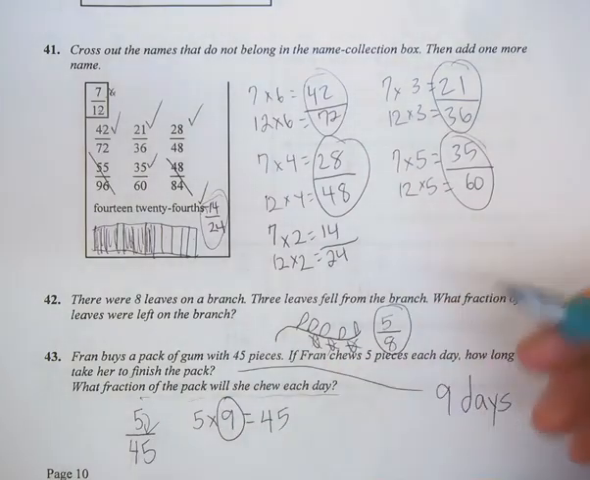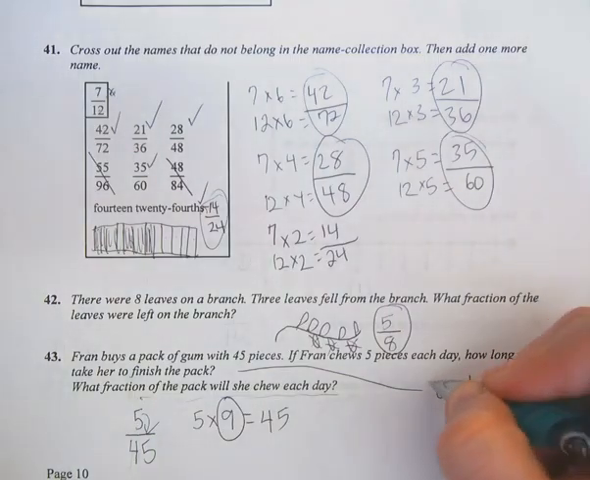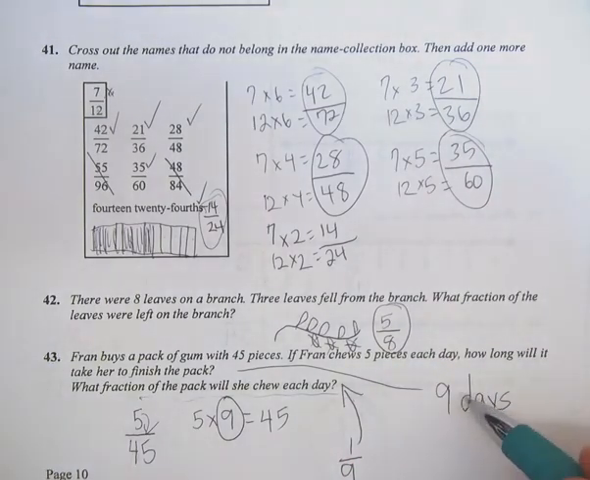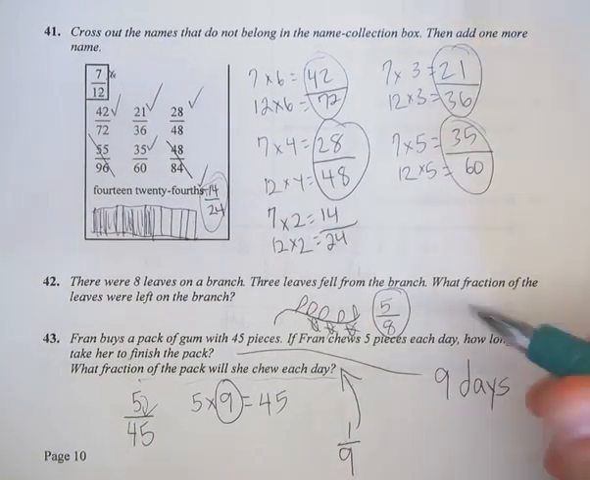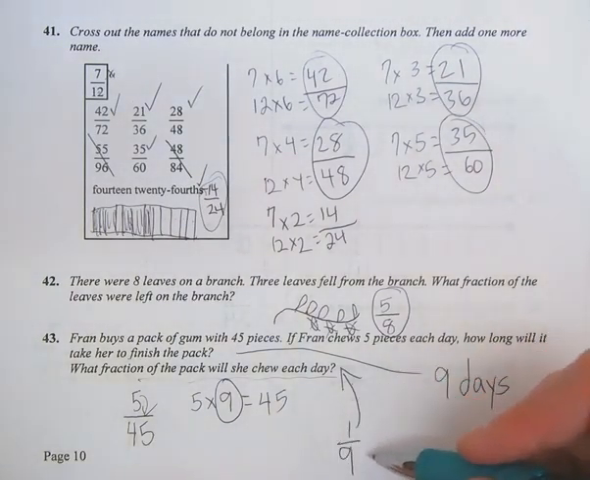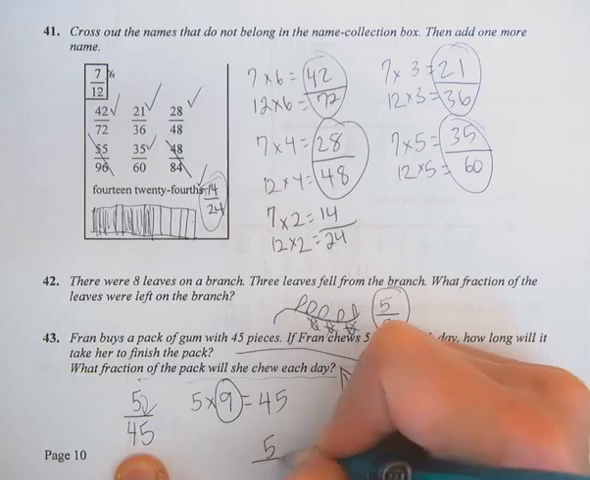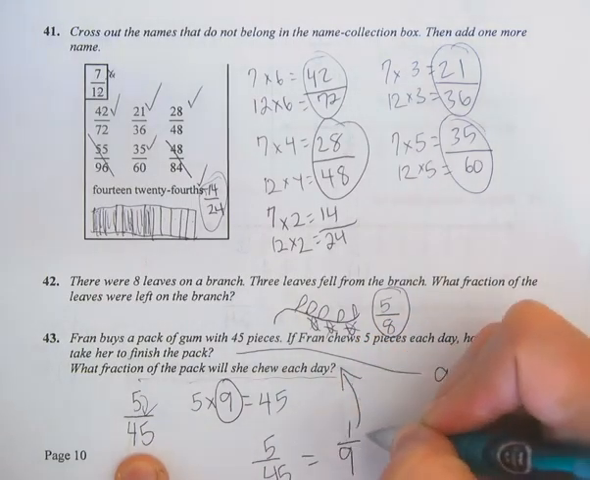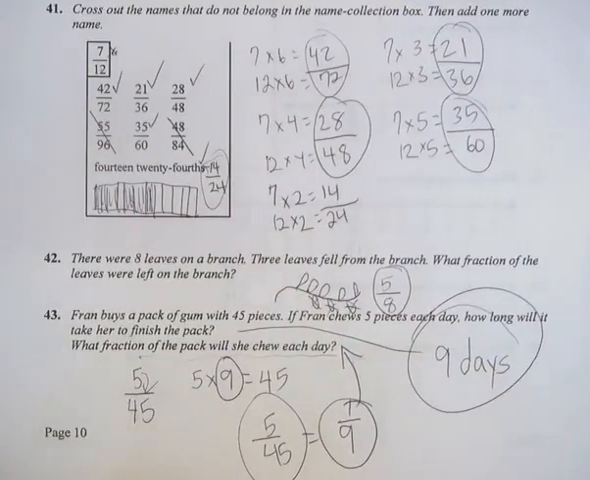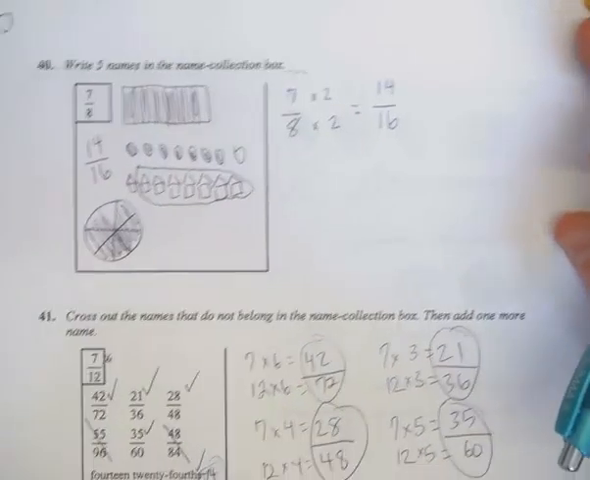Okay, and so what fraction of the pack will she chew each day? We already said it's 5/45, but you could also say 1/9. She'll chew 1/9 of the pack, because if it takes her 9 days to chew it, and she chews one part of this pack every day for 9 days, then she chews 1/9. And 5/45 equals 1/9. So either of those are okay. And it's a good idea to circle your answers too, just so you know where they are on the page. Okay, so this is the second page of the review sheet.